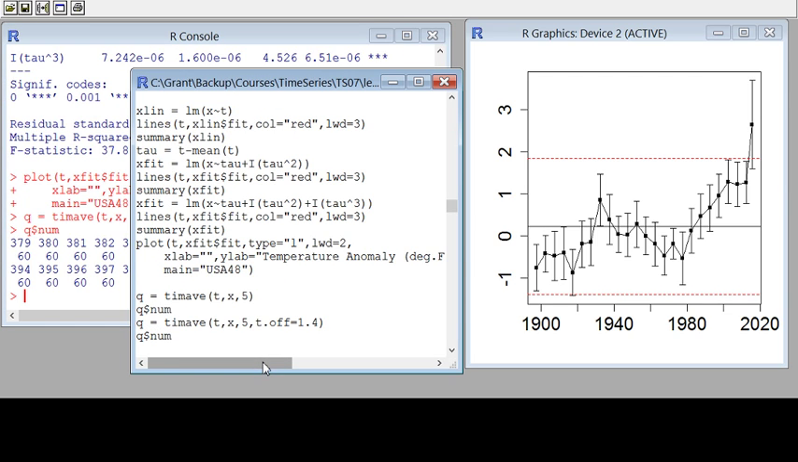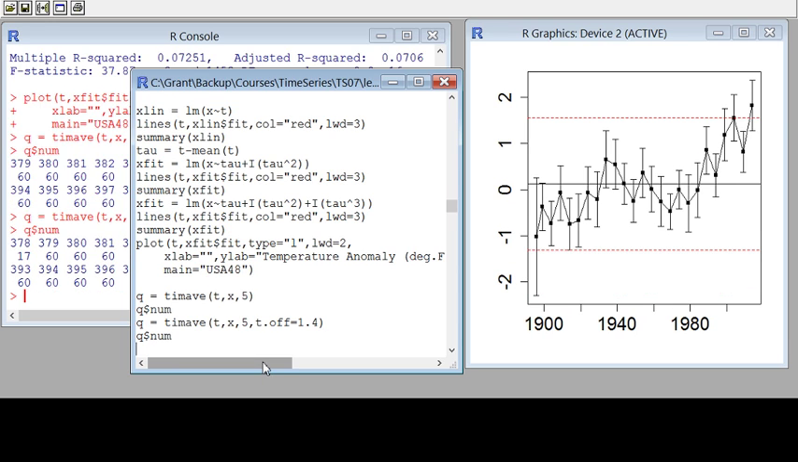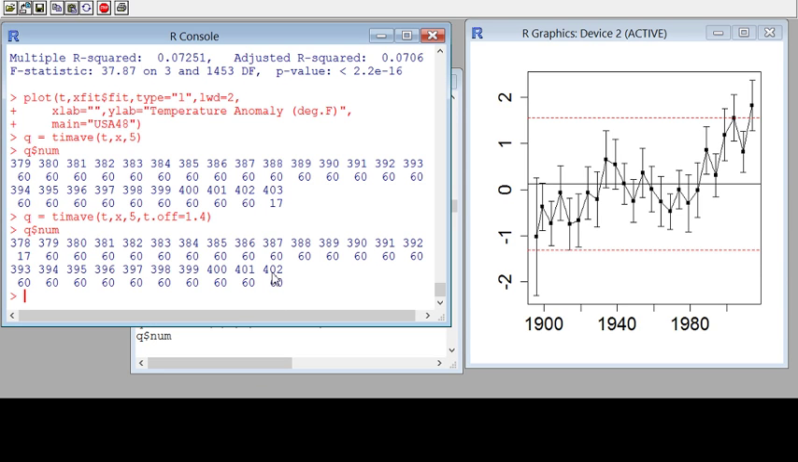Now we can do the same thing, only this time, instead of slicing up time exactly at 5-year boundaries, where there are multiples of 5 years, let's offset the boundaries by 1.4 years. So now, when we see how many data points are in each slice, we see that the last one has 60 months in it, just like all the others, except now the first one, starting in 1895, only has 17 data points. We also see qualitatively different behavior.